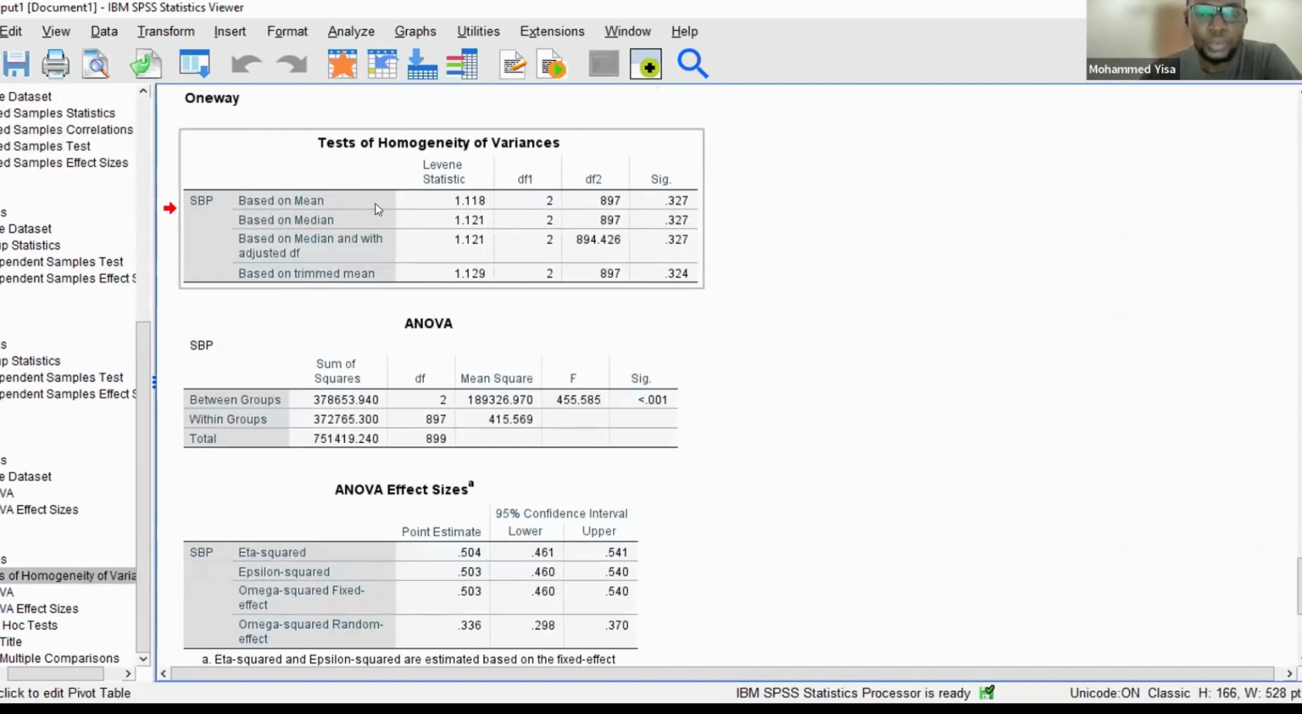Based on the mean is what we're interested in. The Levene's statistic is 1.1, not very important. What's important is the significance. This significance is not statistically significant, which means that the variances are essentially the same because the difference between them is not statistically significant. So it means the ANOVA test is valid.